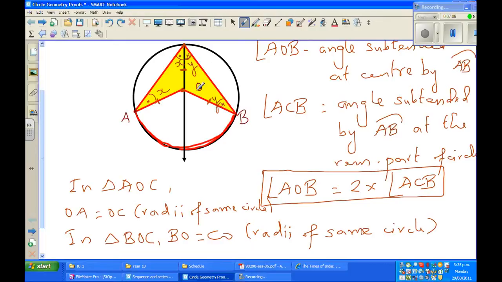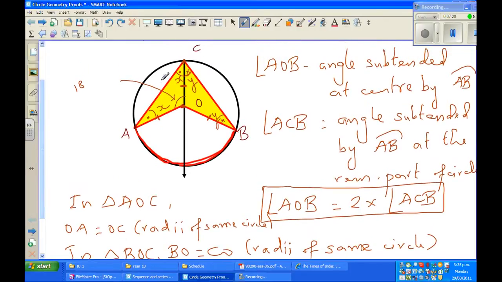Now how much is this angle? The angles in a triangle add to 180. So if this is x and this is x, this angle, that is AOC, is 180 minus 2x. In the same manner, in triangle BOC, if this is y and this is y, this angle would be 180 minus 2y.